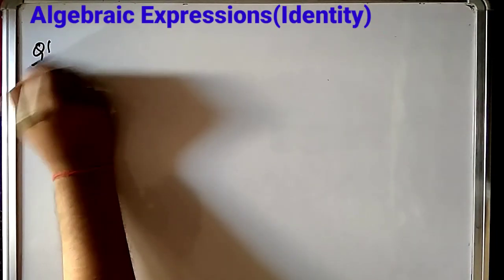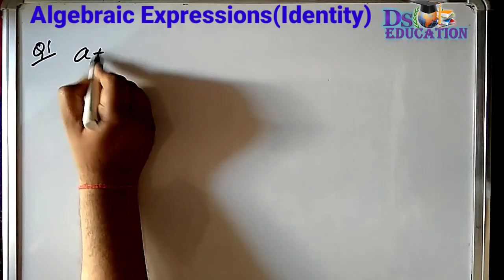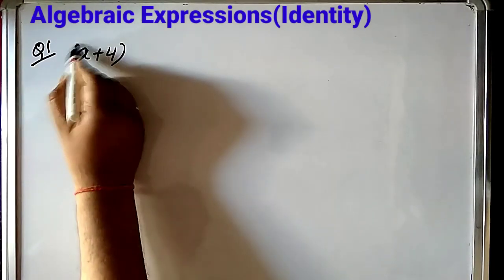We are going to start the questions today. So let us start with the first question. The first question is (a + 4) whole square.